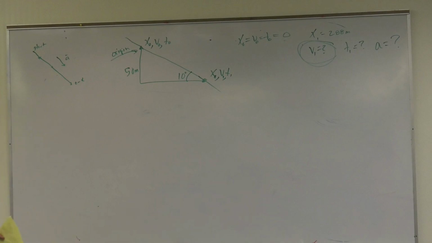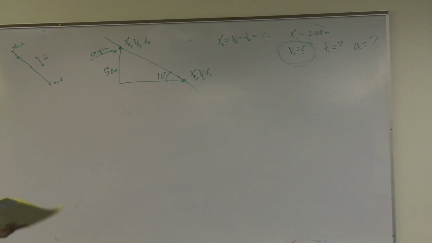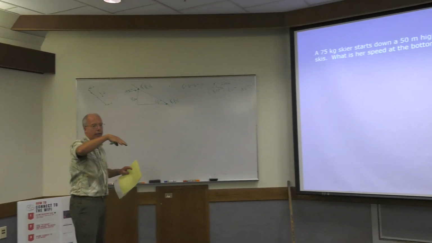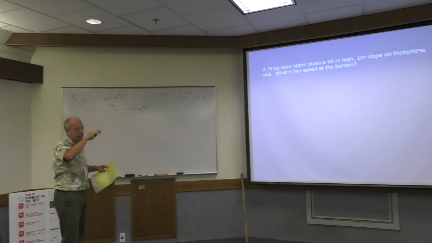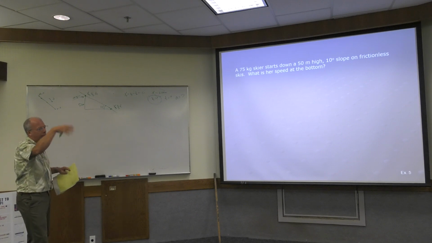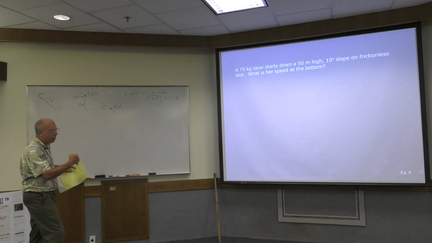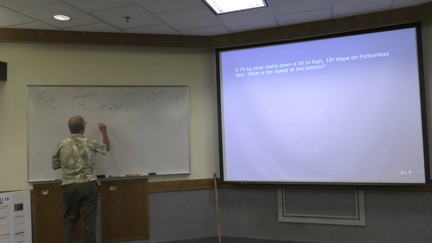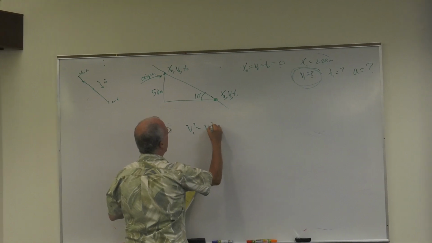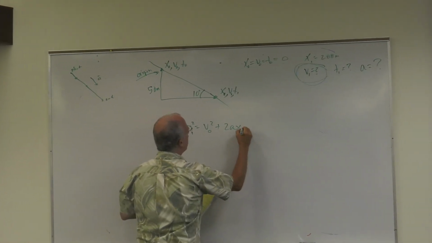Okay, we want to get the speed at the bottom. We don't have any time information. So you've got to remember those three kinematic equations, right? One-dimensional kinematics. The first one has time, can't use that one. The second has time, can't use that one. The third one doesn't have time. Yeah, we're going to use it, right? So the third one is v1 squared equals v0 squared plus 2ax1.